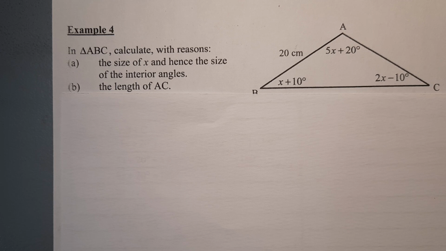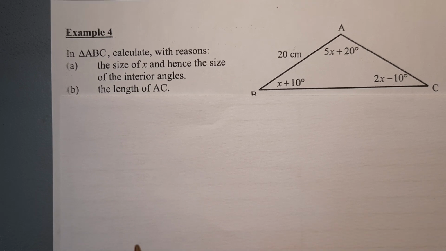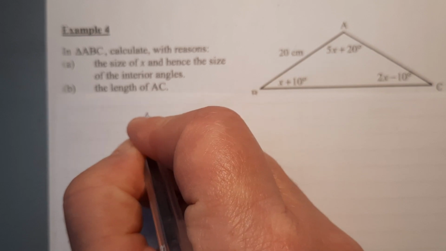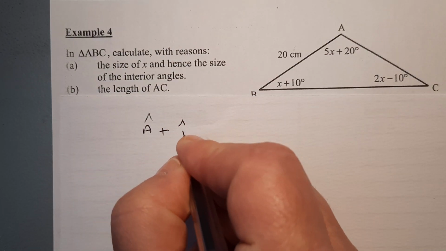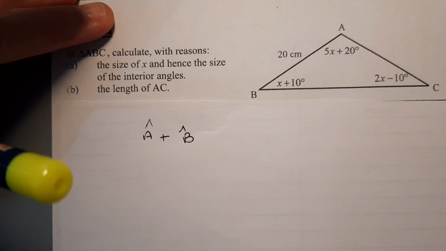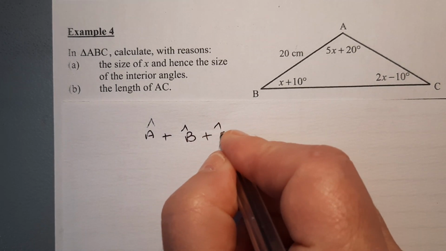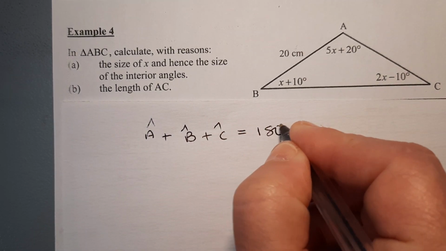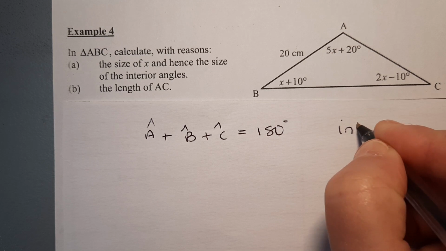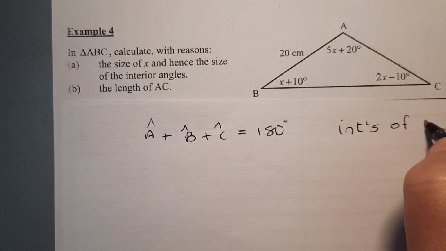So what knowledge do we have? We are working with the interior angles of a triangle. So the knowledge that we have is interior angles add up to 180, and that is what we are going to use. So we are going to say angle A plus angle B plus angle C is equal to 180 degrees. Reason: interior angles of a triangle.